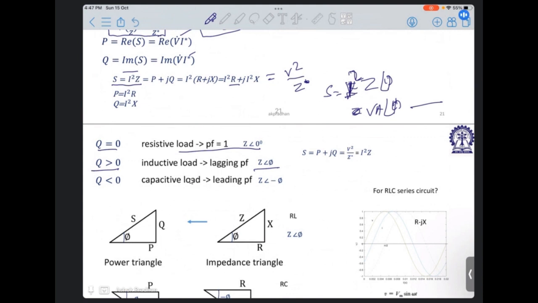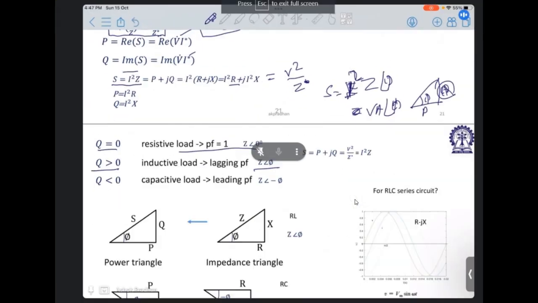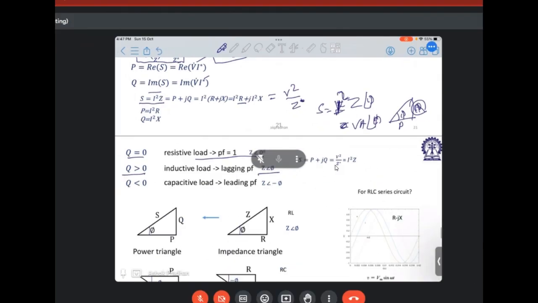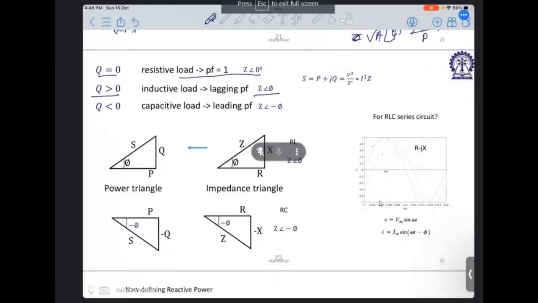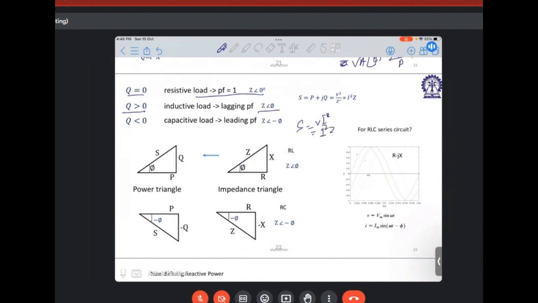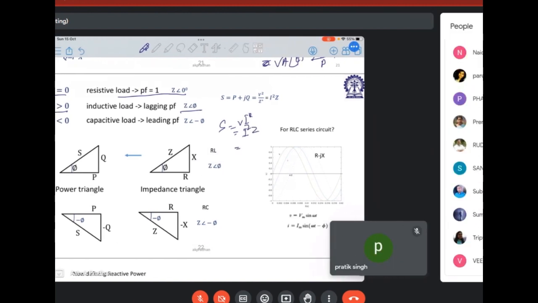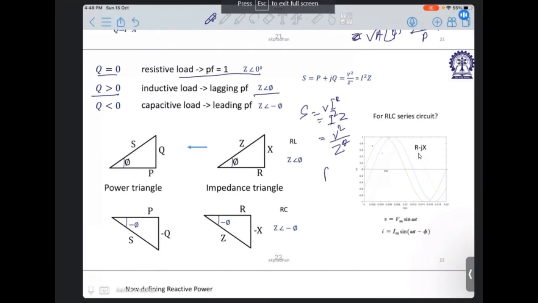Let us say phi is positive. So this results in the corresponding P, and this results in Q, and this results in phi. So if phi is positive, Q is positive. If phi is negative, Q is negative. This is straightforward. If we go by that, the corresponding calculation process becomes simpler. So always use S equals V I conjugate. This becomes equal to I square Z, or V square divided by Z conjugate. So this will give you the corresponding P plus jQ.